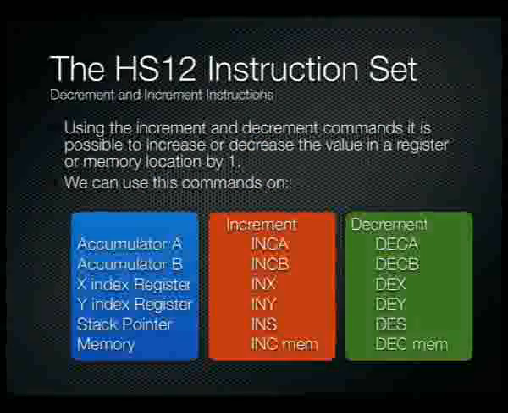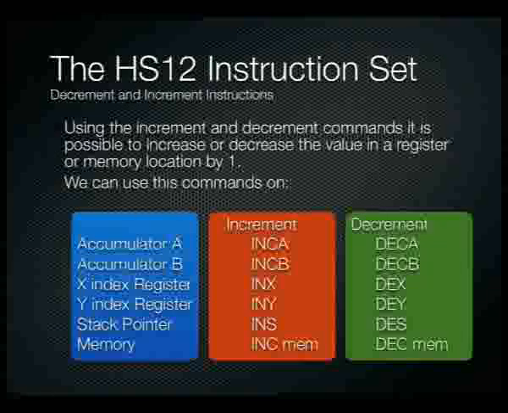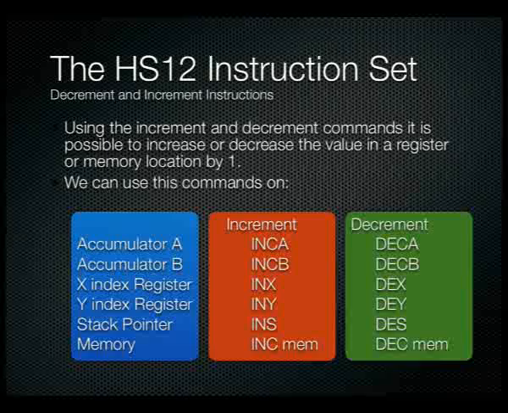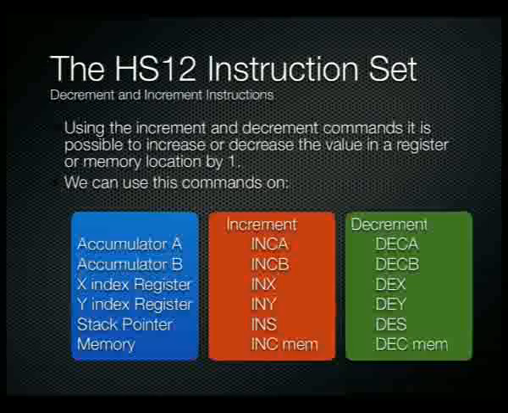We also have a series of increment and decrement instructions, because one of the very common things that we like to do inside programming is we simply like to increment variables, or we like to decrement variables, simply have a series of counters sitting inside our code somewhere. So we can actually do increment or decrement on the primary set of registers, so we can do it on accumulator A, accumulator B. Okay, we can do it on the index registers, we can do it on a stack pointer, and of course we can do it on memory directly.